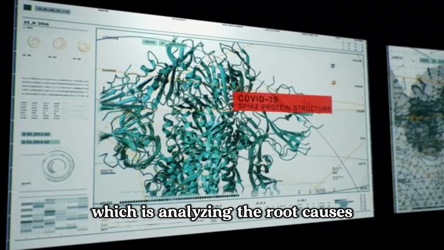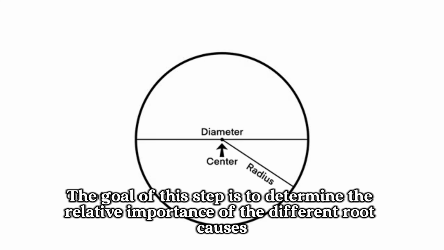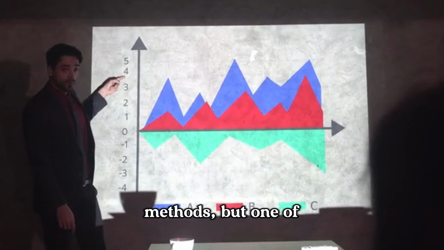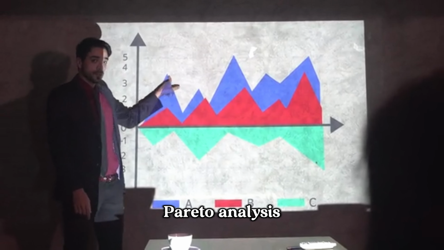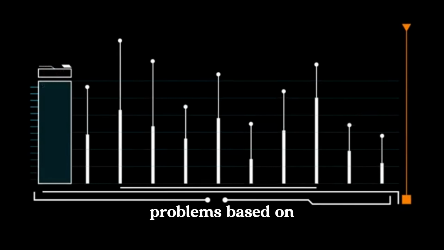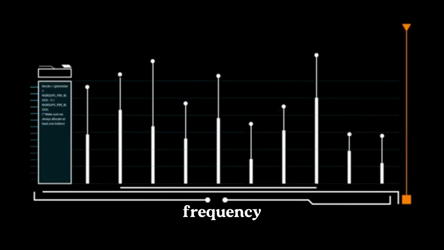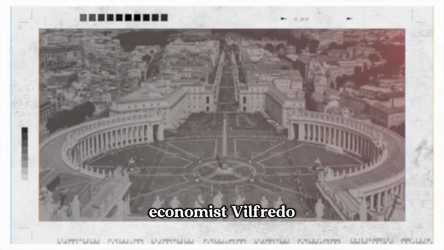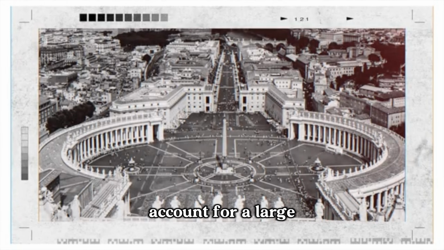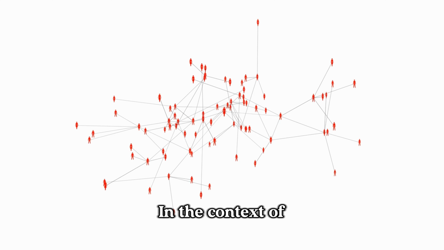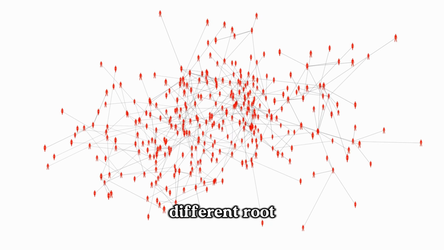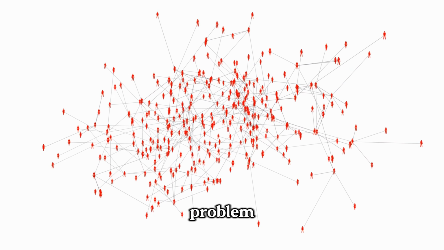Once you've identified the most likely root causes, you can move on to step 3, which is analyzing the root causes. The goal of this step is to determine the relative importance of the different root causes. This can be done using a variety of methods, but one of the most popular is Pareto Analysis. Pareto Analysis is a technique for prioritizing problems based on their impact and frequency. It's named after the Italian economist Vilfredo Pareto, who observed that a small number of factors often account for a large number of problems. In the context of root cause analysis, Pareto analysis can be used to prioritize the different root causes based on their impact on the problem.